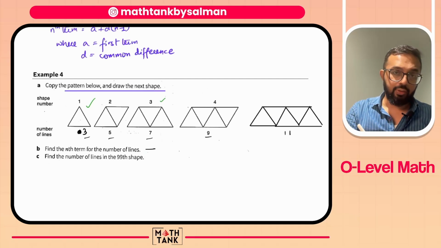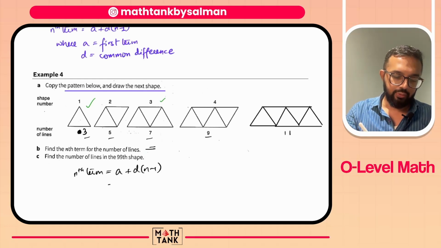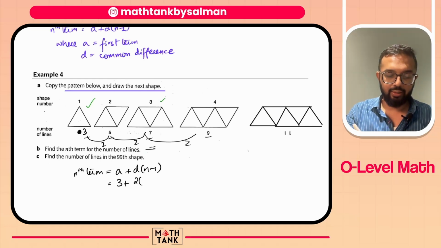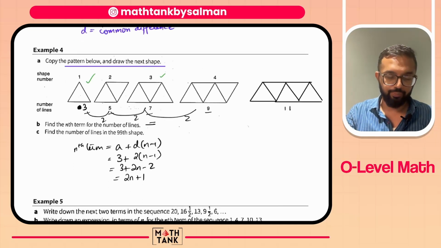Find the nth term of the sequence. The nth term is given by the formula a plus d times n minus 1. So what's the first term? 3 is the first term. What's the common difference? The common difference is 2. So to get to each next term, you're adding 2 each time. So 3 plus 2n minus 2 gives me 2n plus 1, since 3 minus 2 is 1.